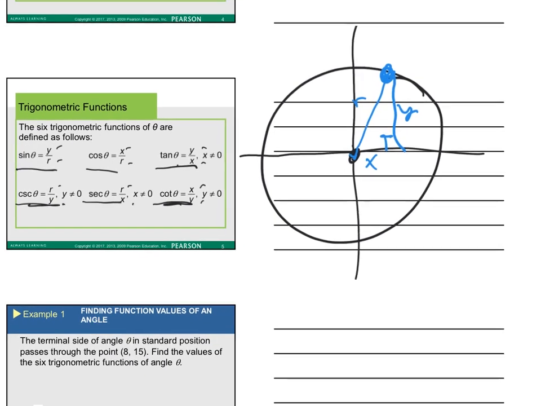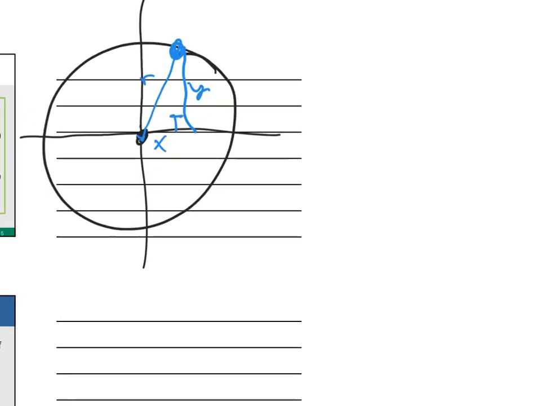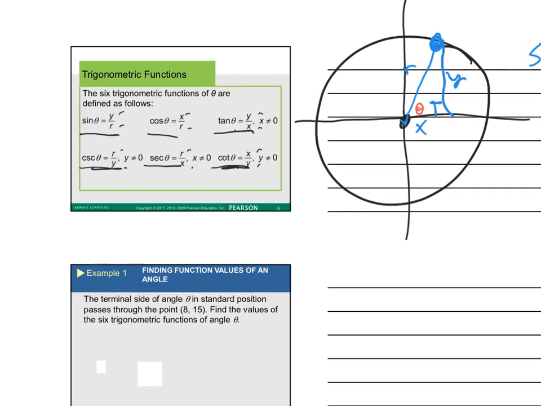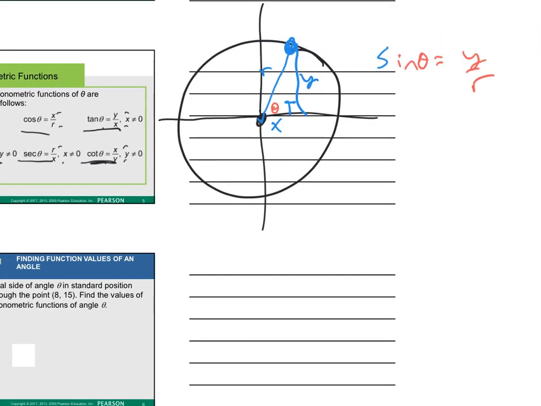Can somebody tell me why he said that sine of this angle right here is Y over R? Is that what he wrote? Let me see. Yes, he did. Why?